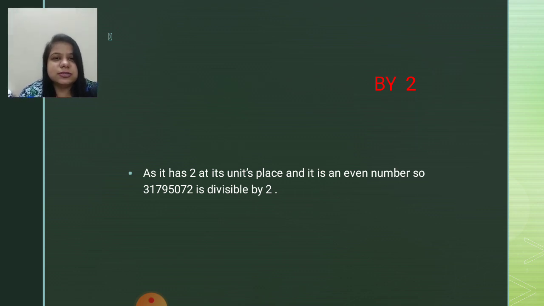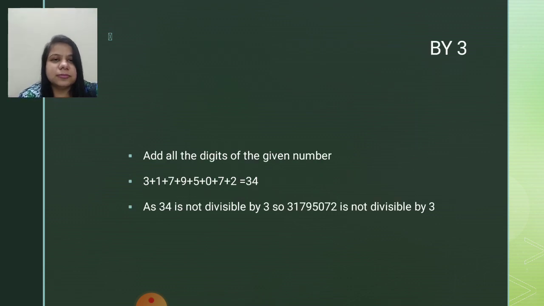Next we are going to check divisibility of this number by 3. So to check divisibility by 3, what we need to do is add the digits of the number. We will add all the digits and check whether the sum is divisible by 3 or not. So in this case, all the digits are 3 plus 1 plus 7 plus 9 plus 5 plus 0 plus 7 plus 2. So the sum here comes out to be 34.